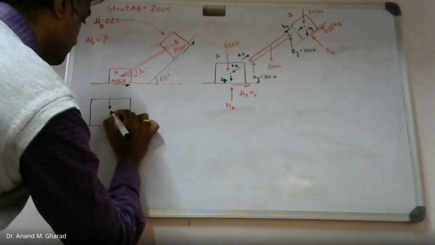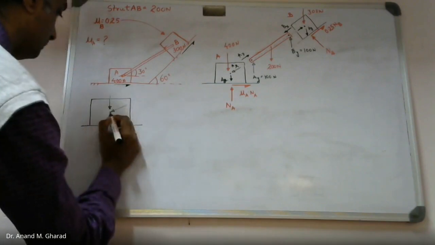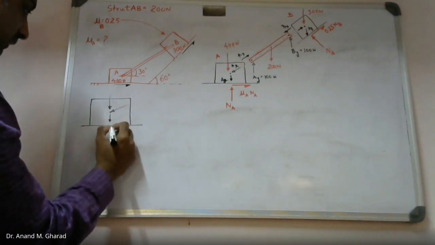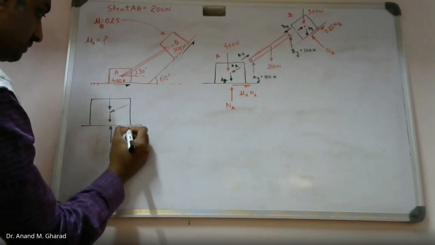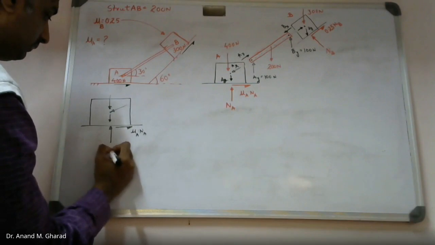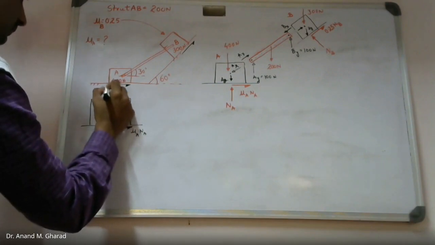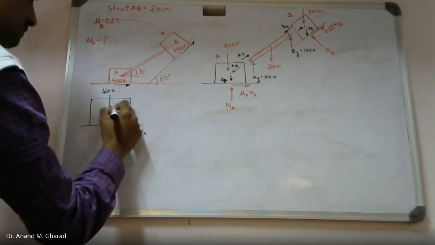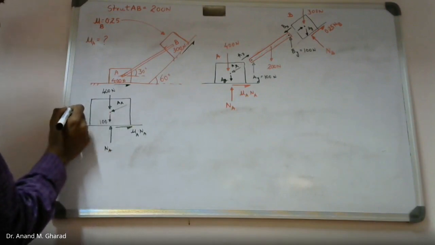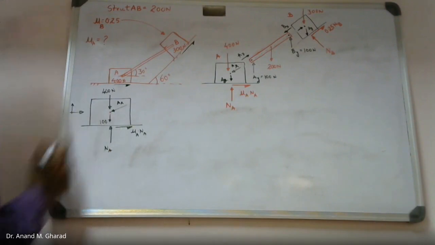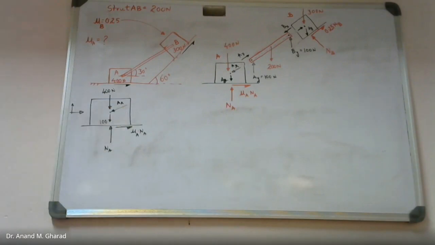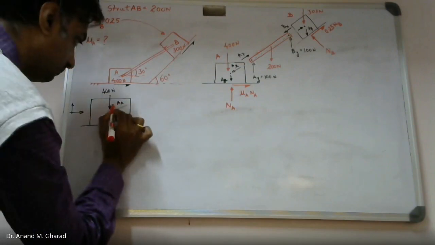So this is Ax, this is Ay, which is downward, any frictional resistance mu A times Na. This is 400, and this is Ax. Now over here, let me consider this axis system x and y. With respect to this, you can say this is an inclined force. Now it becomes easy for us to resolve it into components.